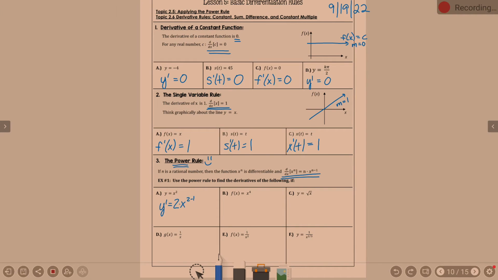Decrease by 1. So I wrote 2 minus 1 for the moment. So y prime is going to be what? 2x. Okay?